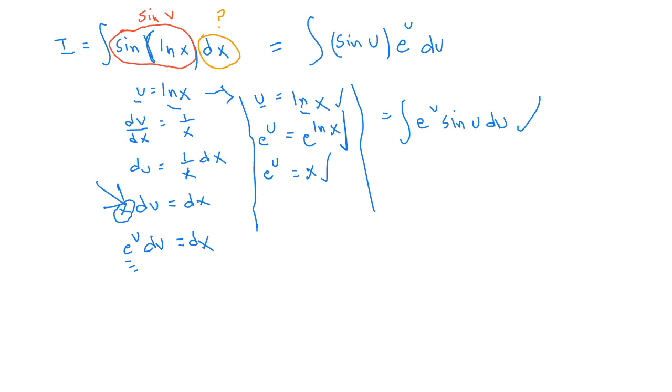Okay, so now you're here. What are you going to do now? How are you going to find the antiderivative of e to the u sine of u du? What procedure are you going to use? Integration by parts formula? That's right. Integration by parts.